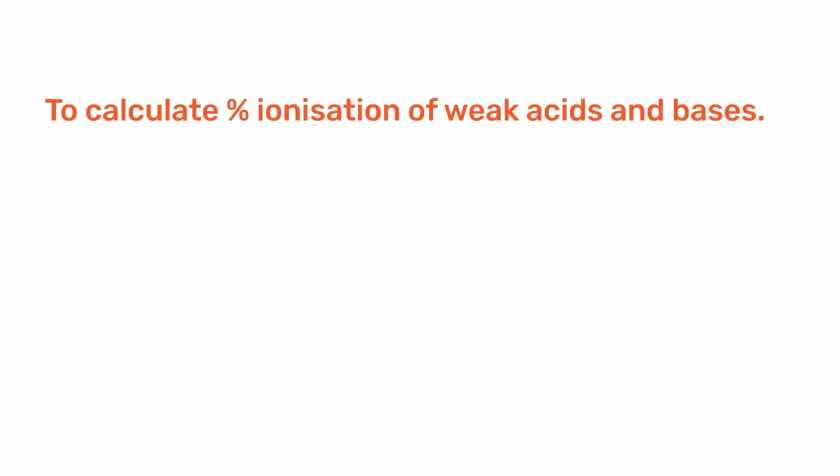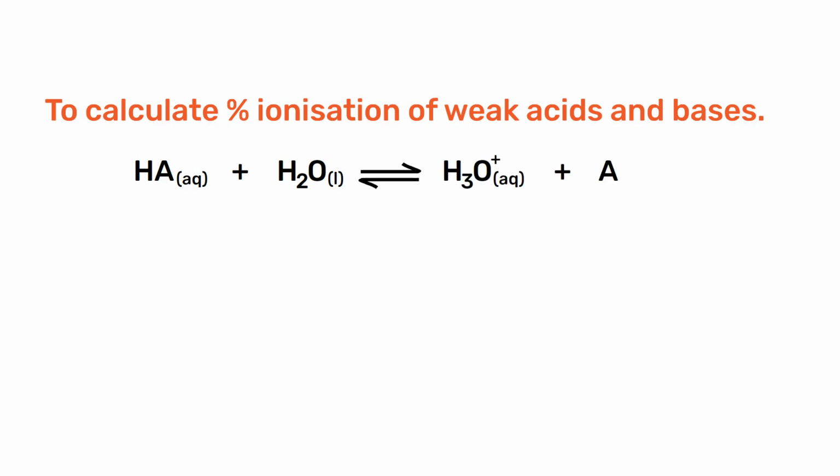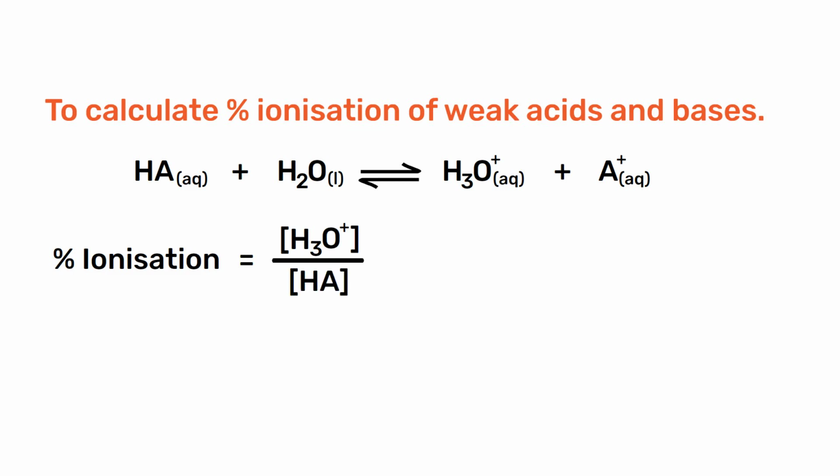Lastly, the extent of dissociation can be quantified by calculating percentage ionization. Percentage ionization for a weak acid given in this generic reaction is the concentration of hydronium ion divided by the initial concentration of the acid times 100.